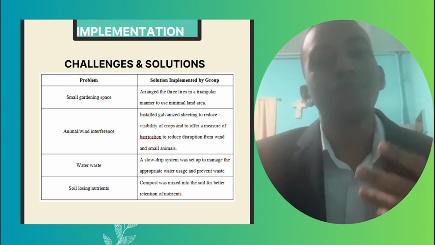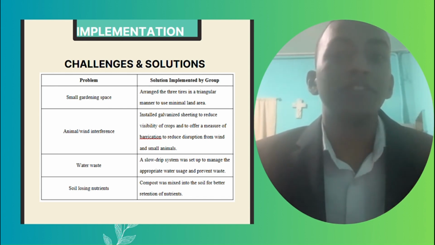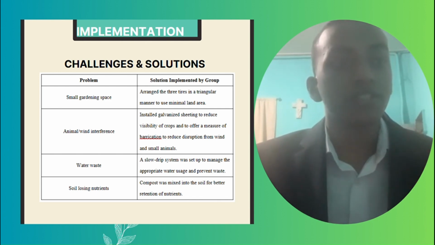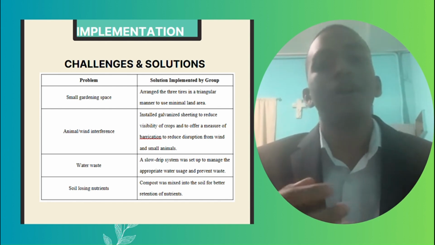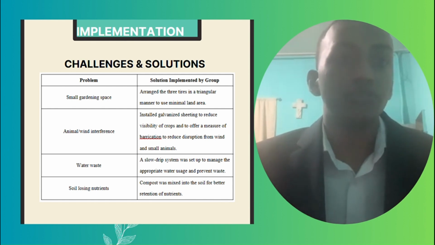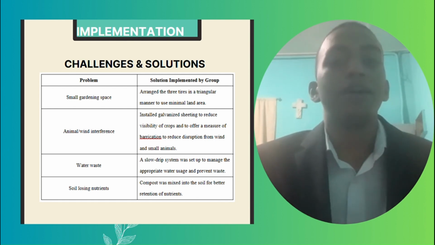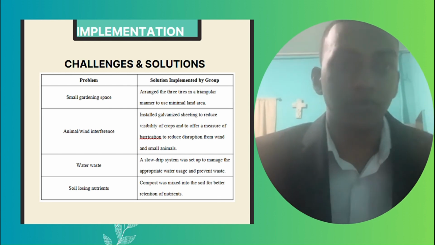Now, these are some of the challenges we face and some of the things we did to combat these challenges. So, firstly, we had a small gardening space, right? And in order to combat against this, we arranged the 3 tires that we were using in a triangular manner, so that I would use the least amount of land area, as I would have mentioned before, right?